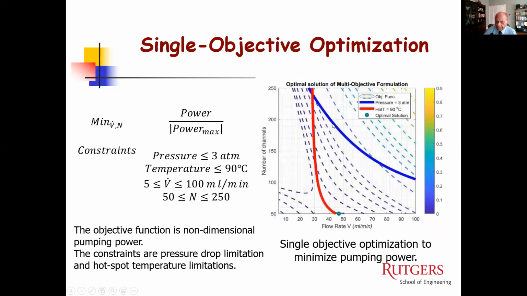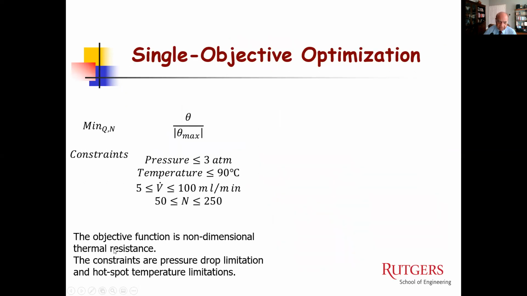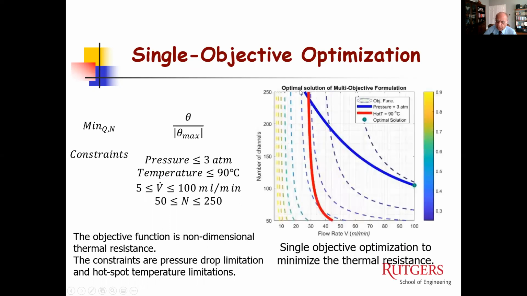The red one is the hotspot constraint. The blue one is the constraint because of the pressure. You're changing the flow rate and the number of channels or the width of the channel. And looking at these two variables, these are the two constraints, you end up with an optimum point right here. This is a single objective. You can pick out another single objective, which is thermal resistance, and you get a very similar situation. You have these two as the constraints, and you end up with the optimum value corresponding here.